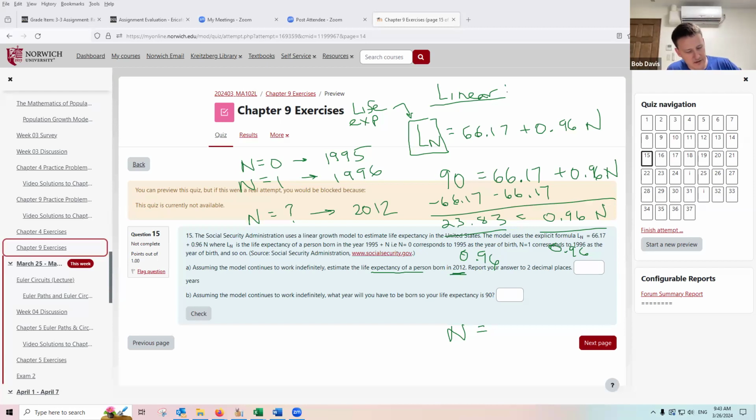Okay. So I divided 33.83. I divided 33.83 by 0.96. Bob, I think it should be 23.83. Double check. It was 90, subtract 66.17. Oh. Yes. Okay. That would be why. Perfect.